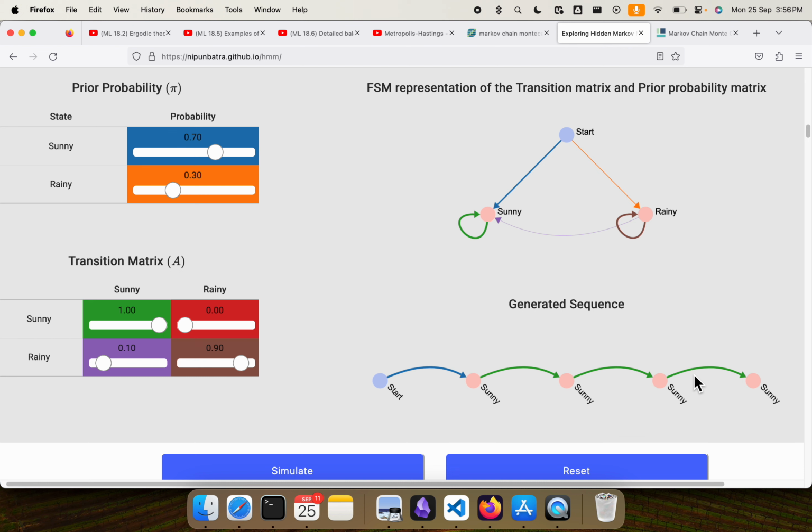Okay, excellent. You have said 90% correct. You've not told about the first state, the first observation.